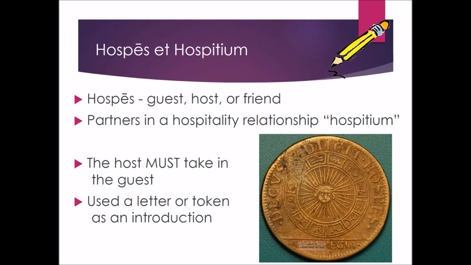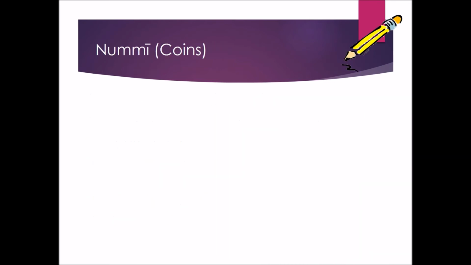Otherwise, you could provide a coin as a means of introduction and to also establish that you do have this hospitium relationship. If you look closely at this coin, we can see "Decus dicit hospites," and this indicates that a man named Decus from the family of Decus does in fact recognize that they are hospites and that they have this hospitality relationship.